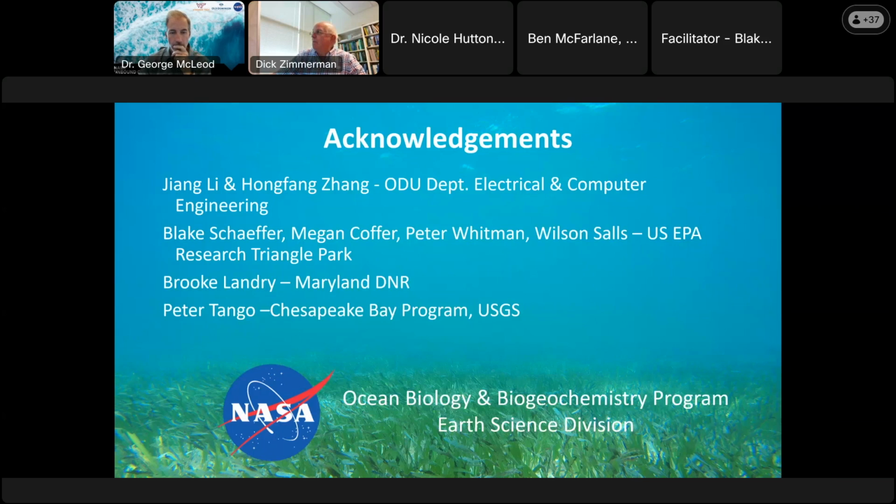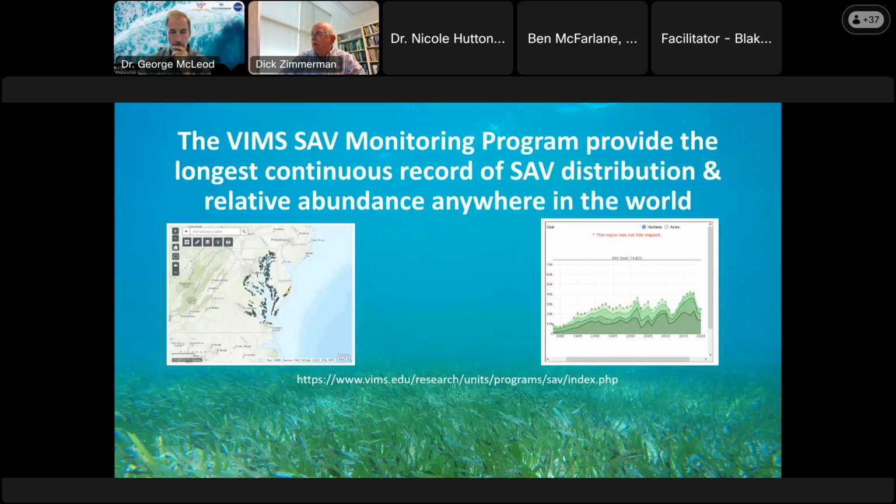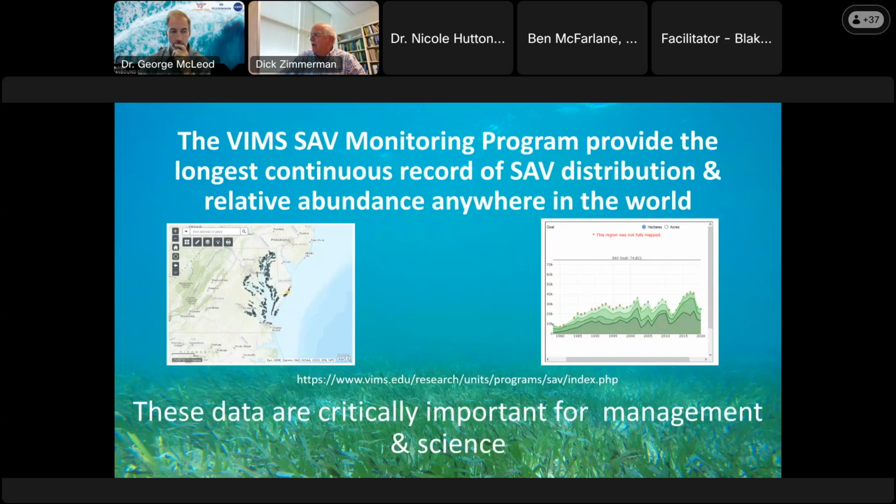So just a bit of background: we've been monitoring submerged aquatic vegetation in the Chesapeake Bay for about 40 years now. The folks at VIMS have been providing one of the longest continuous records of SAV distribution and abundance anywhere in the world. And these data are critically important for management and science activities throughout the Chesapeake Bay. The map on the left shows all of the images that they collect, and you can see it covers the entire coastal region of the Chesapeake Bay and the coastal lagoons.